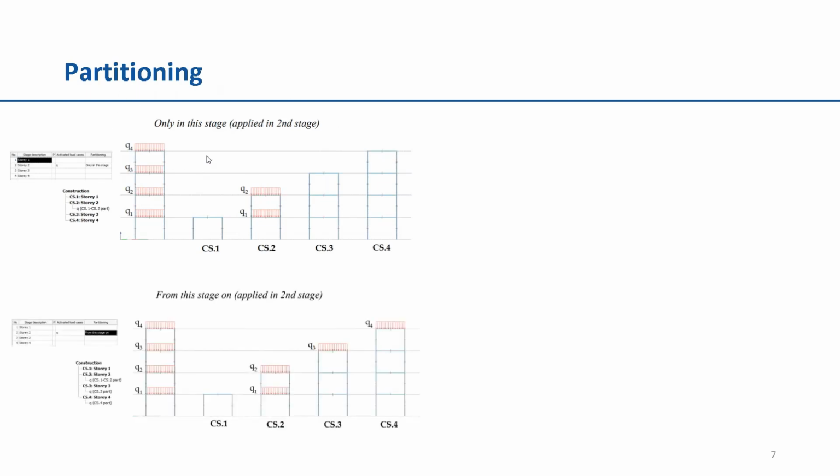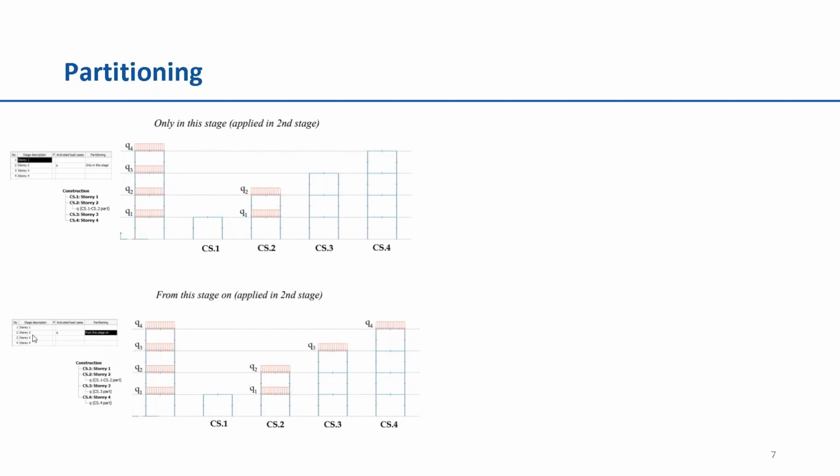The next option is called from this stage on. Here, the load case is activated in the specified construction stage and acts in this and also in the remaining stages. The parts of the load that acts on the previous stories are also activated in the specified stage.